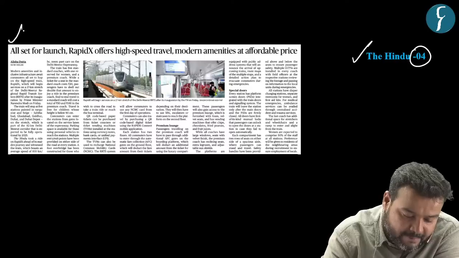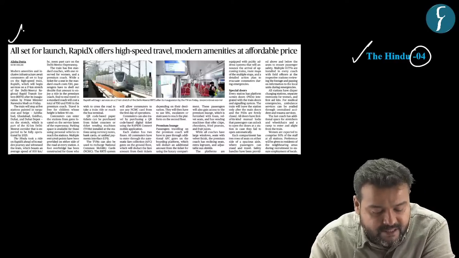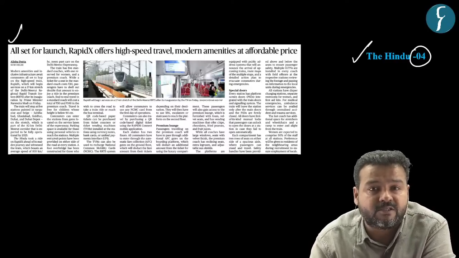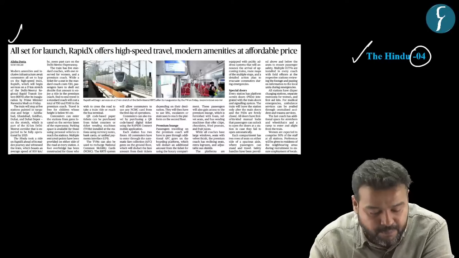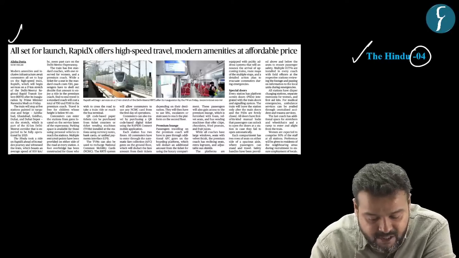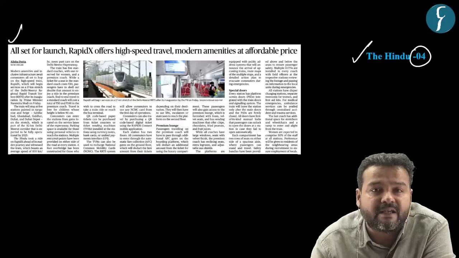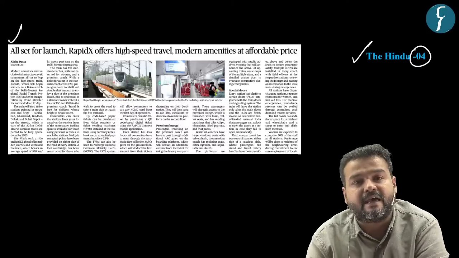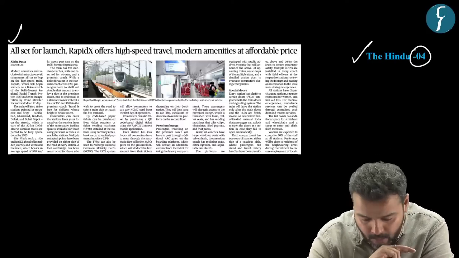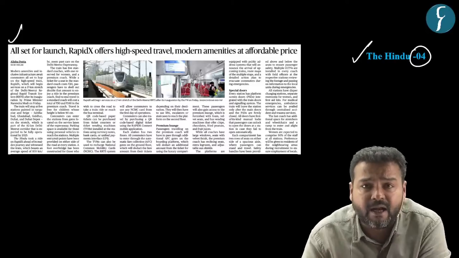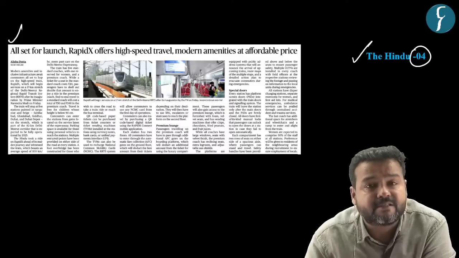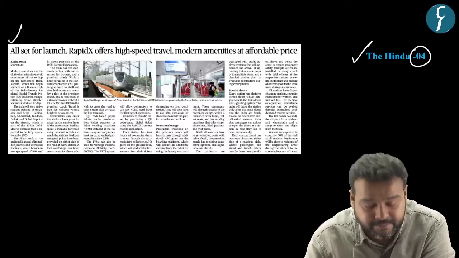Now again, this is going to be launched. So there was a pre-inaugural run, and for which the author of this article has enumerated various amenities and facilities that this RapidX is providing.